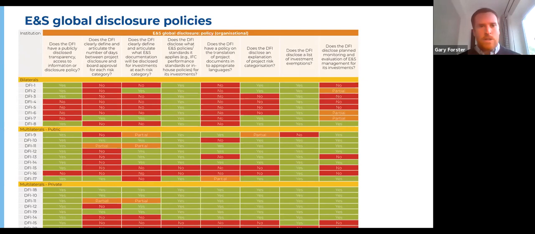Without going into the individual detail of each question, which we'll cover in the findings, you can broadly see that multilateral development banks performed somewhat better than bilaterals when we were looking at the global disclosure of ESG at the policy level.